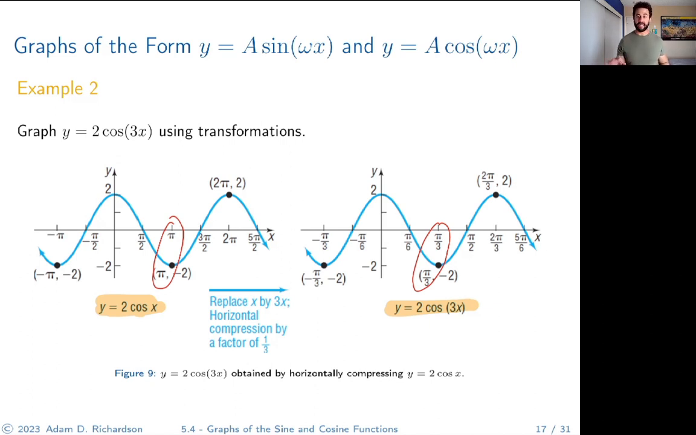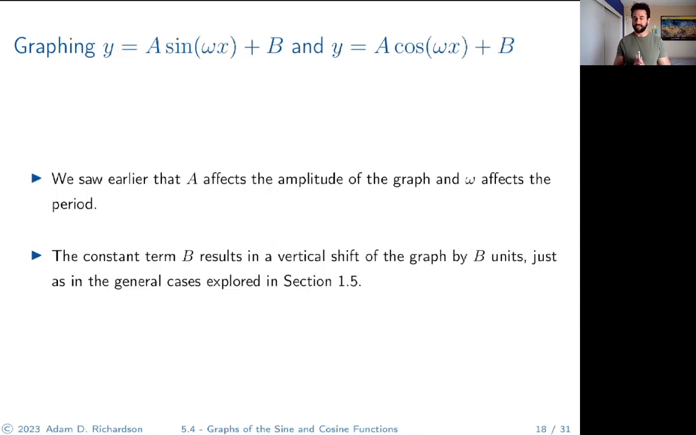We're going to do some other examples like this in the next few slides. So if this doesn't make sense yet, that's okay. We'll do some more examples and you'll practice on the homework as well. All right, but now let's add in some vertical translations. We already saw that A affects the amplitude, and we saw that omega affects the period. The constant term that you see in these formulas up here, this B, gives you a vertical shift, just like we saw in section 1.5. So that's the only thing that changes. Everything else is the same, except now you get a vertical shift.